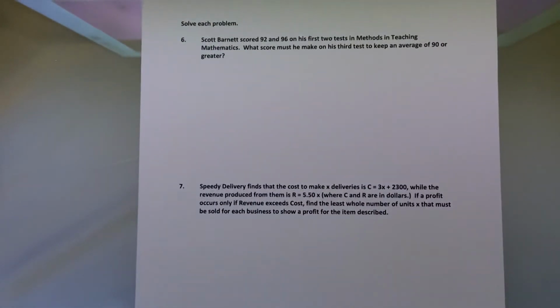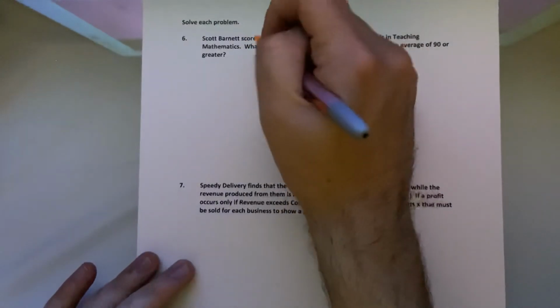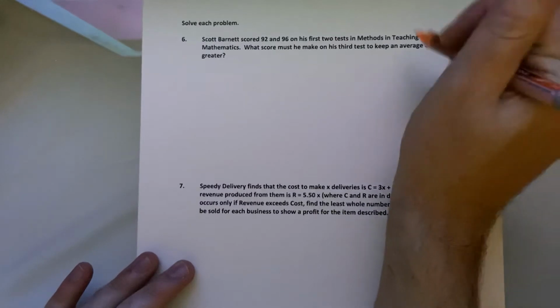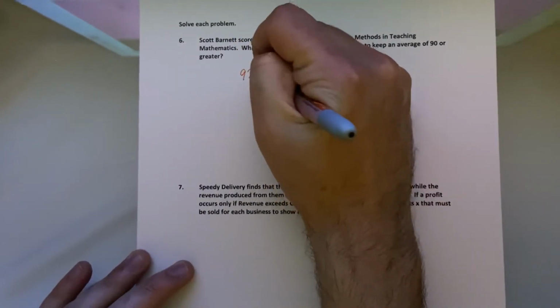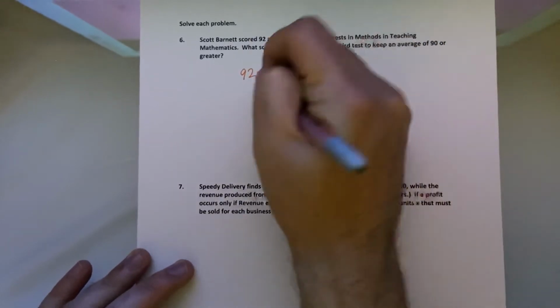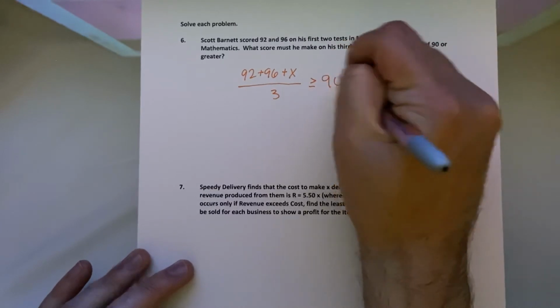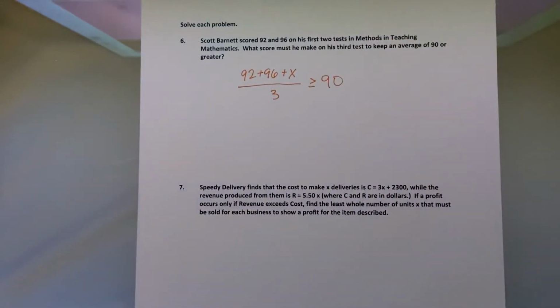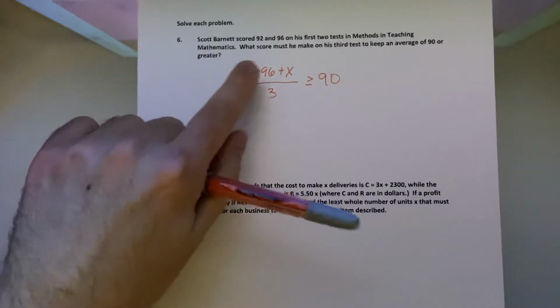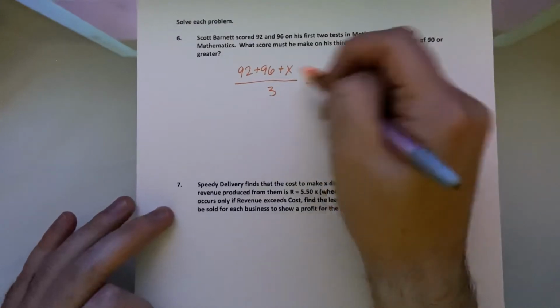Solve the problem. Scott Barnes scored 92 and 96 on his first two tests in methods in teaching mathematics. What score must he make on his third test to keep an average of 90 or greater? So the average of all of his scores must be greater than or equal to 90. This means 92 plus 96 plus his third score divided by 3 is greater than or equal to 90. Now why is this on the left? Remember, to average three things, you have to add them all together and divide by 3. So we know 2 of them and we don't know the last one. So let's solve for x.